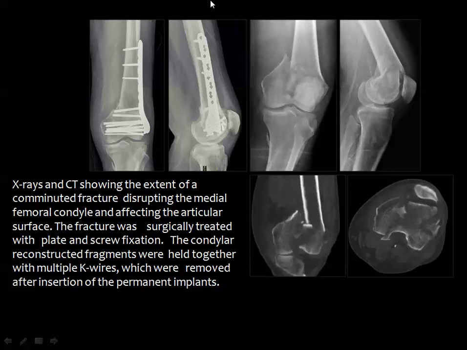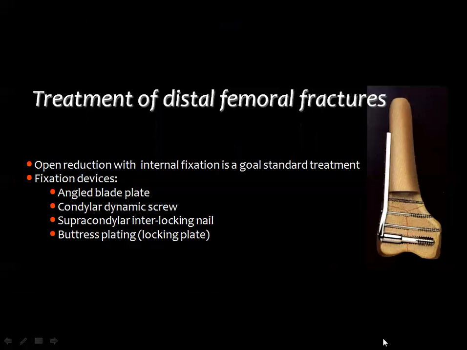comminuted supracondylar fracture of the femur in an adult reaching the articular surface, and you can see this very nicely by the reconstructed and axial CT images as well. This is the way of fixation of these fractures. There are many fixing devices like the angle blade, condylar dynamic screw, supracondylar interlocking nail, and buttress plating or locking plate.